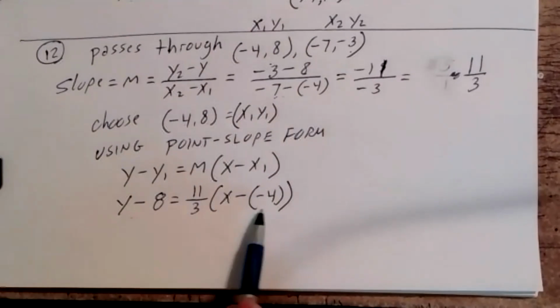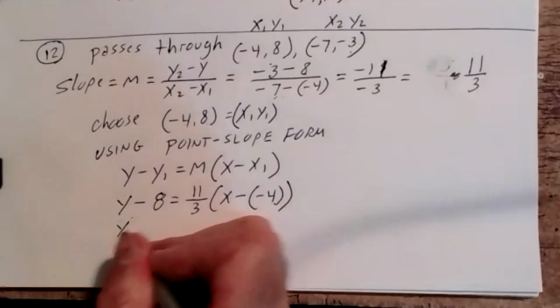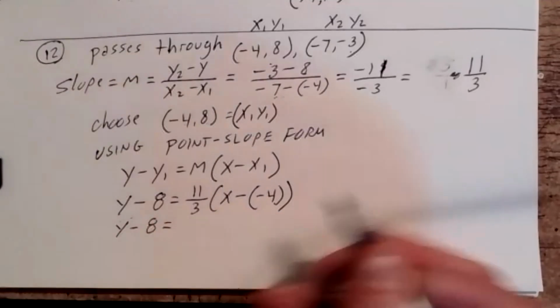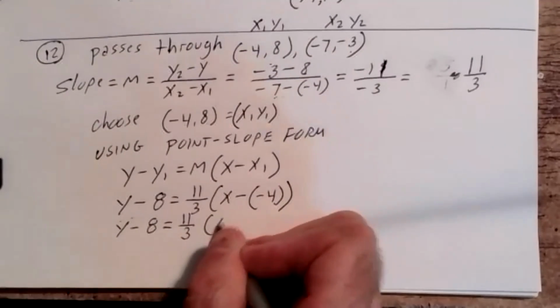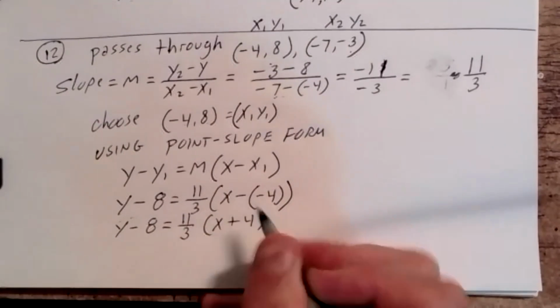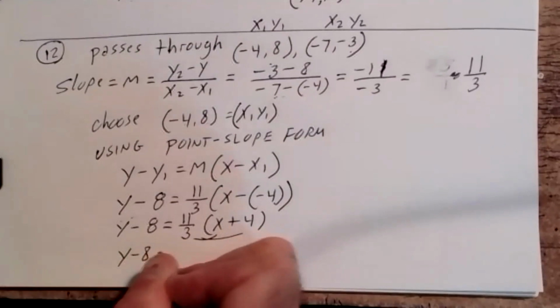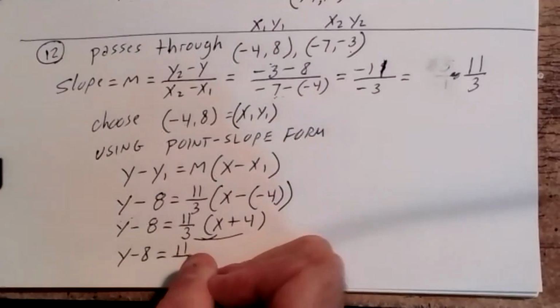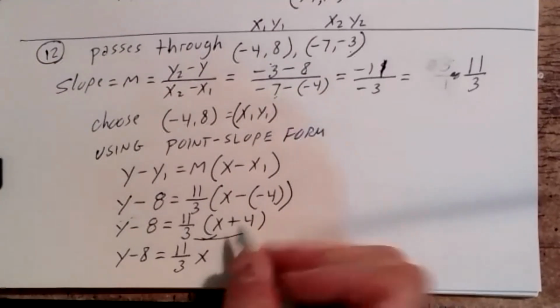The equation is in point slope form, though it is not in slope intercept form. We can solve this equation for y to get it in the slope intercept form, and your author wants us to do that. So I am going to do that. X minus a -4 is x plus 4. Distributing the 11/3 inside the parentheses. 11/3 times x is 11/3 x. 11/3 times 4.